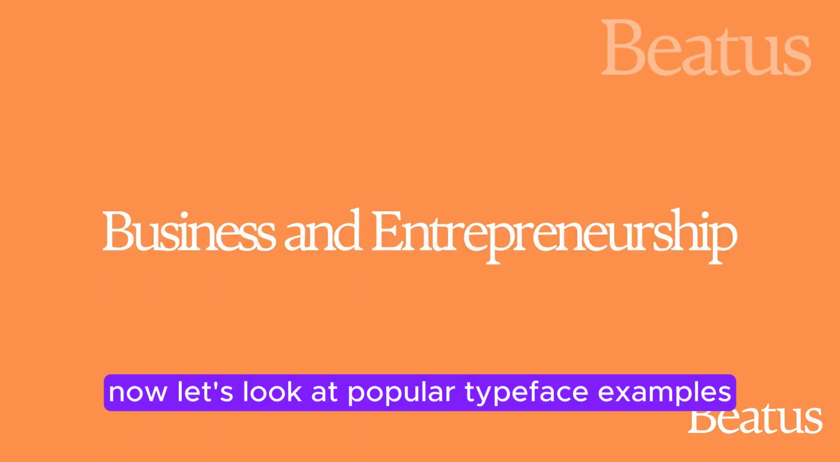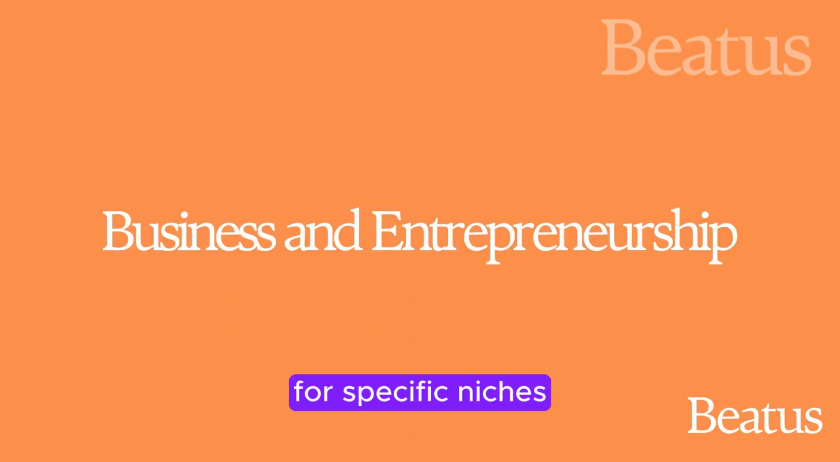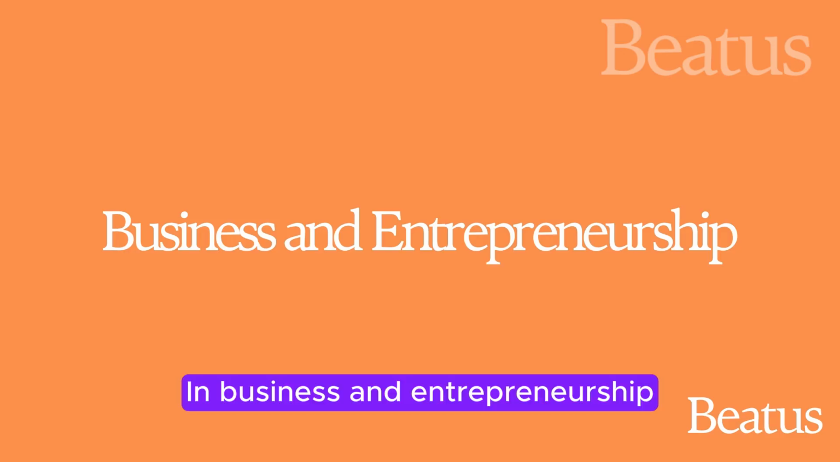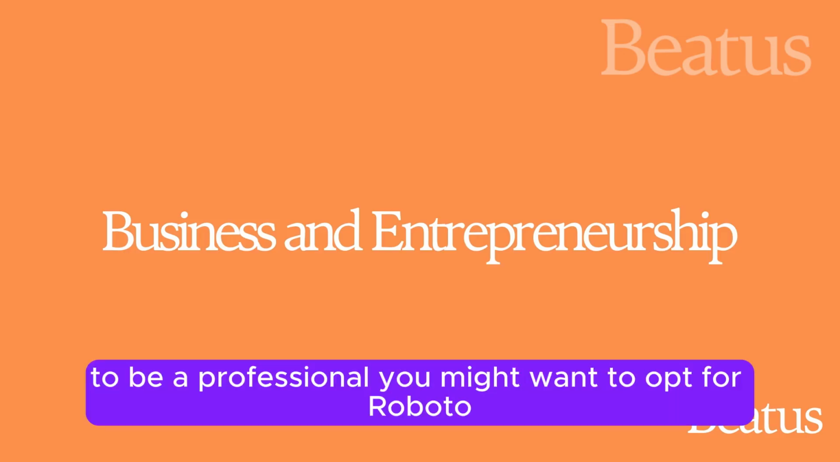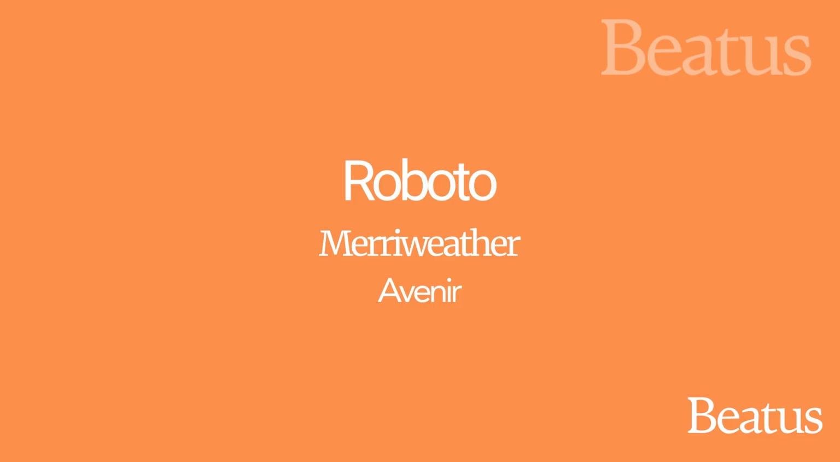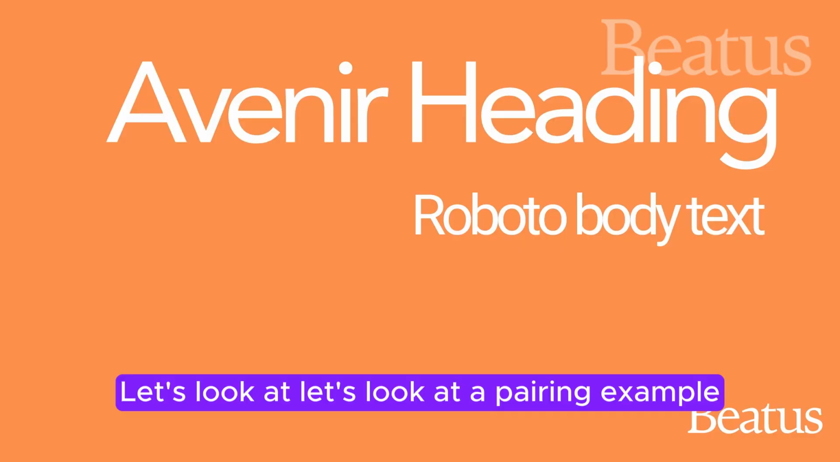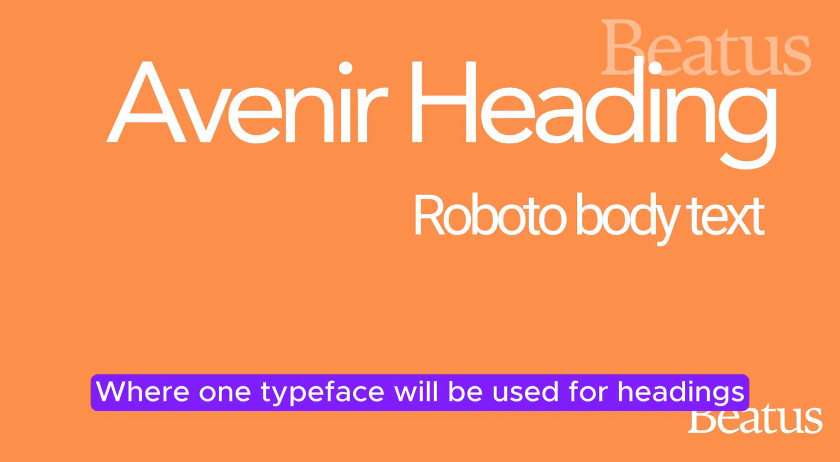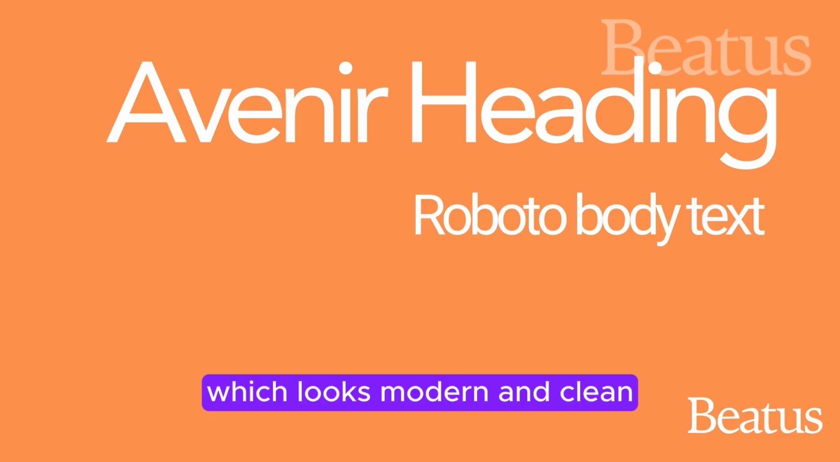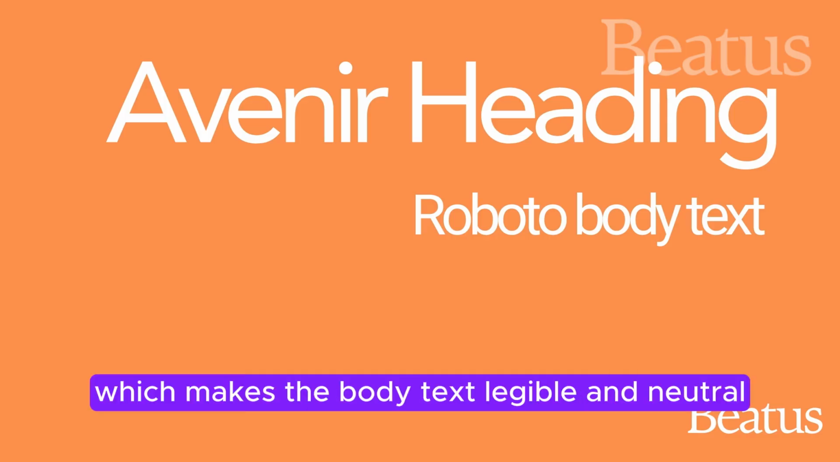Now, let's look at popular typeface examples for specific niches. In business and entrepreneurship, to appear professional, you might want to opt for Roboto, Merriweather, or Avenir. Let's look at a pairing example where one typeface will be used for headings, another one for body text. Here we can use Avenir for headings, which looks modern and clean, and Roboto for body text, which makes the body text legible and neutral.